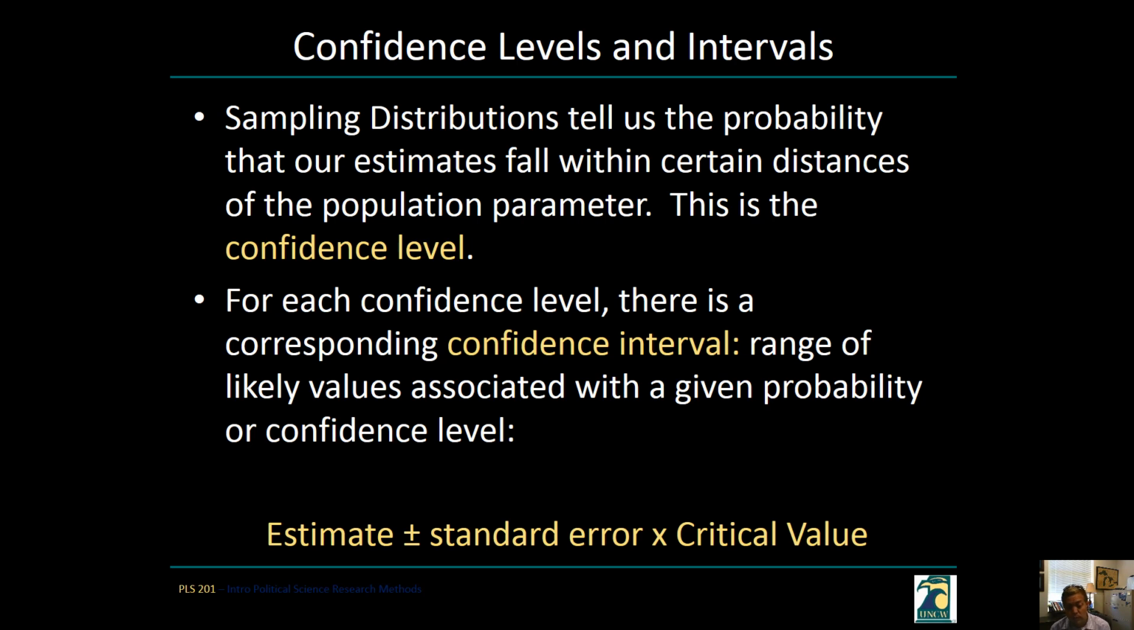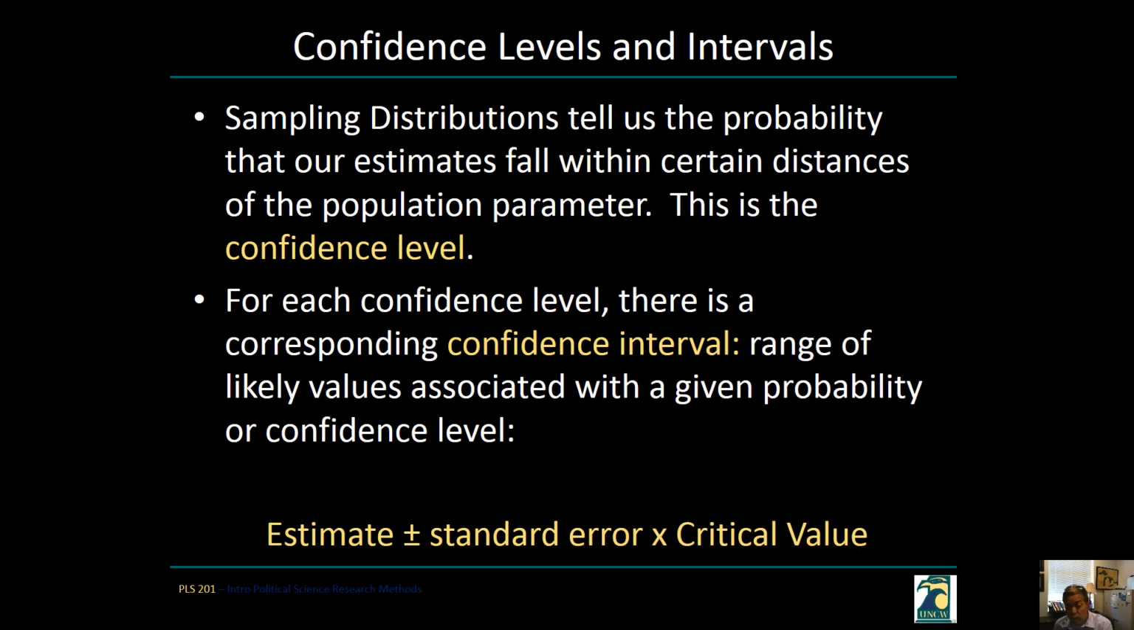This is a formula that would be worth remembering. To create this 95% confidence interval, we're going to take our estimate. This is based off our sample. Take our estimate, plus or minus. Remember, because plus would give you one boundary and minus would give you the other. The standard error multiplied by the critical value.